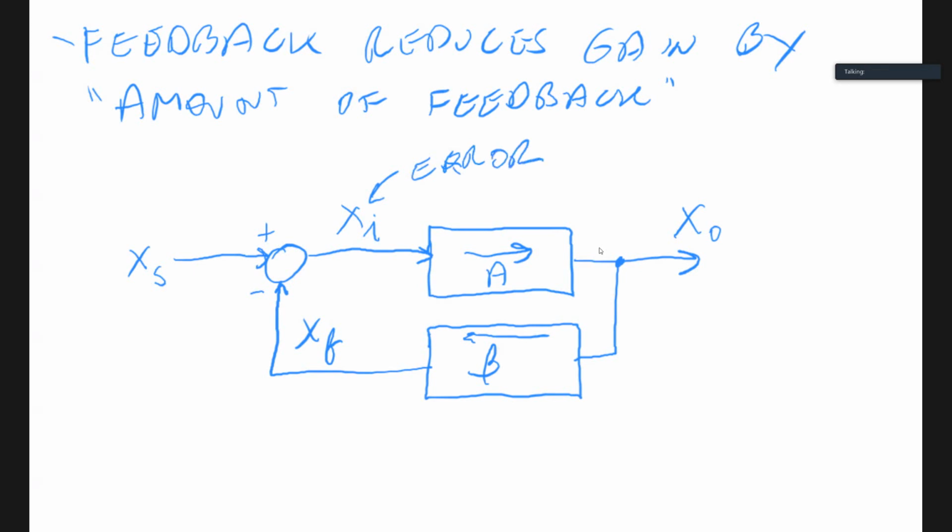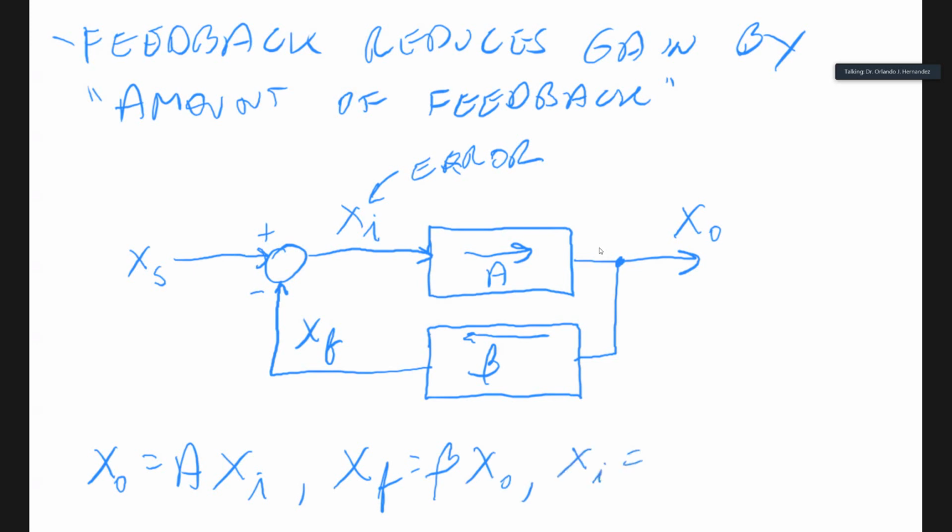So if we look at this diagram, we can write these very simple expressions. So the output is going to be equal to the gain A, or open loop gain, times the error. The feedback signal is going to be the gain of the feedback network, beta, times the output, and the error signal is the difference between the input and the feedback signal.